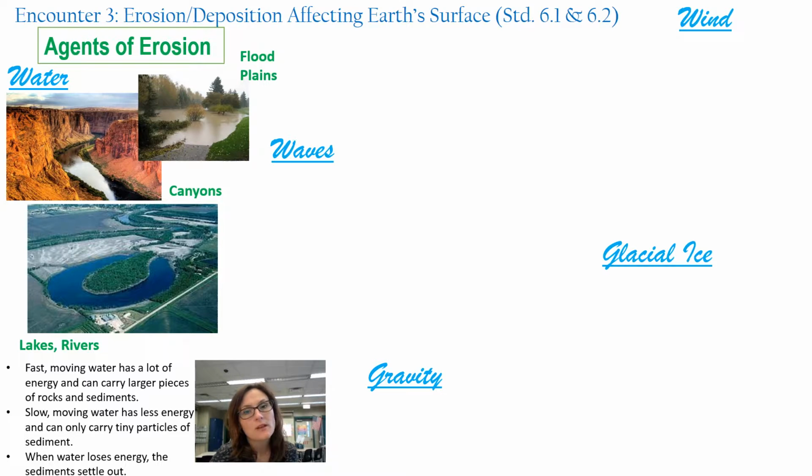So some things that affect Earth's surface, water can cause, okay, floodplains, canyons, and lakes and rivers. We have lots of lakes and rivers here. We have lots of floodplains. Canyons, not so much, okay? But the difference between these lakes and rivers and floodplains that we have in Florida versus the canyons is these canyons have some really high elevation and most likely high relief.